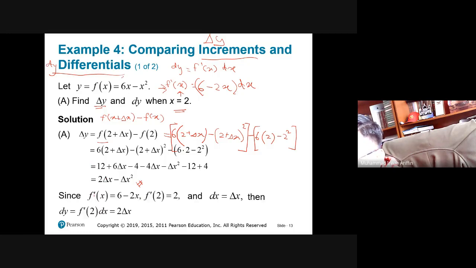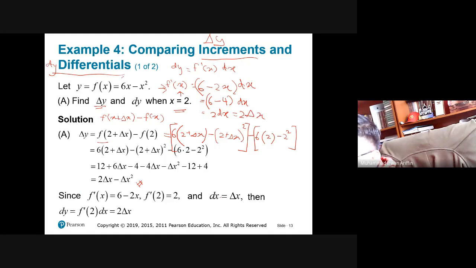Now, since f prime of x equals 6 minus 2x, f prime of 2 equals 2, and dx equals delta x, so we can simply find that dy equals 2 delta x. Since we want to analyze at 2, we plug this in: f prime of x equals 6 minus 2 multiplied by 2, which is 4, and then we have dx. This gives us 2 dx, which equals 2 delta x.